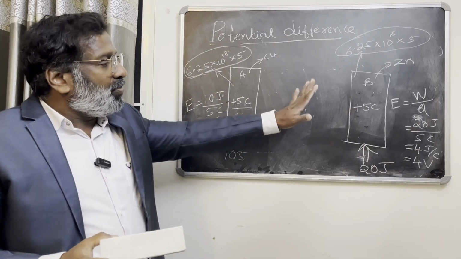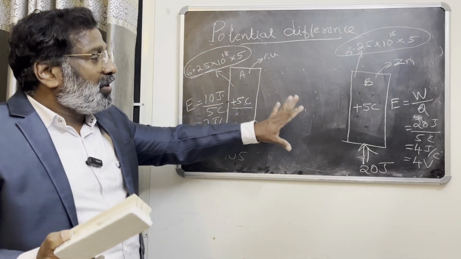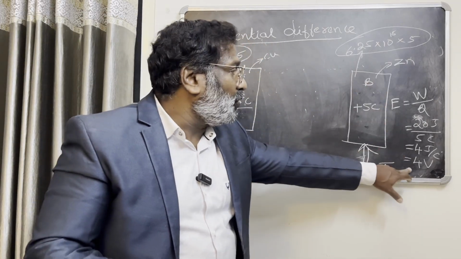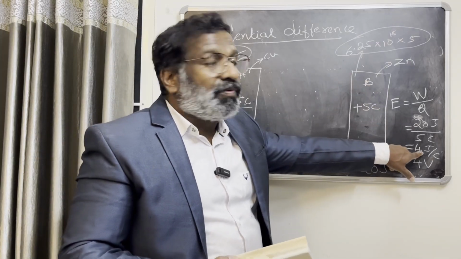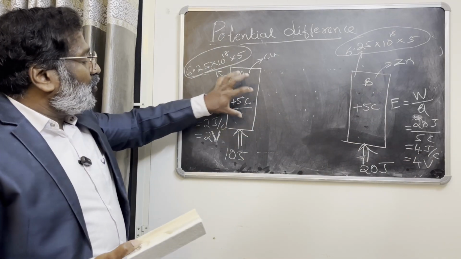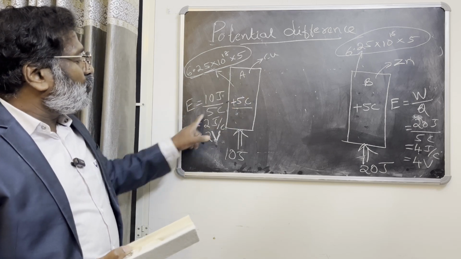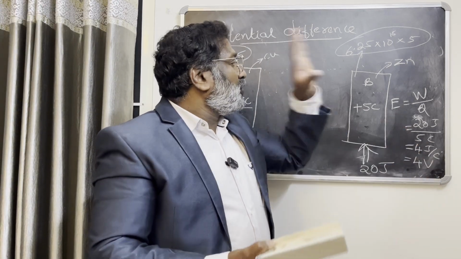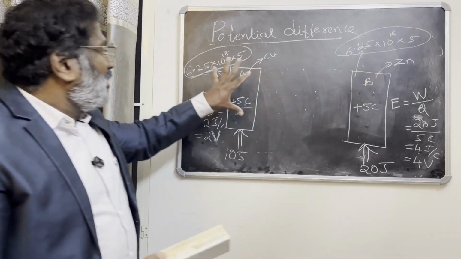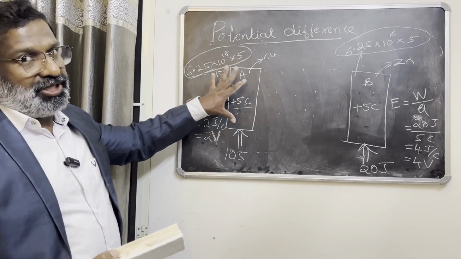So body A or B, which one is having higher potential? Body B is having higher potential, 4 volt. Each Coulomb of charge here is having 4 joules of energy. Here each Coulomb of charge is having only 2 joules of energy. Clear? So body B is at higher potential, body A is at lower potential.